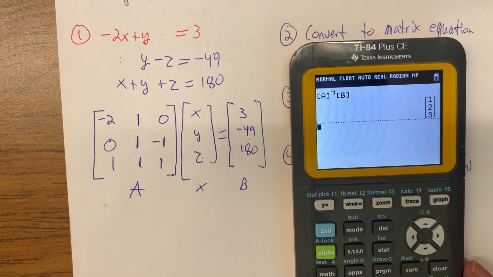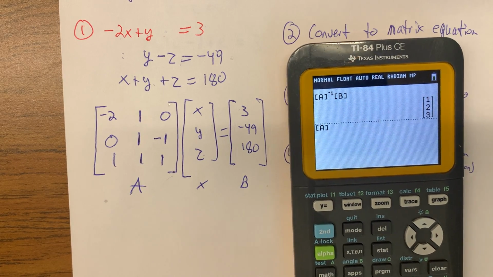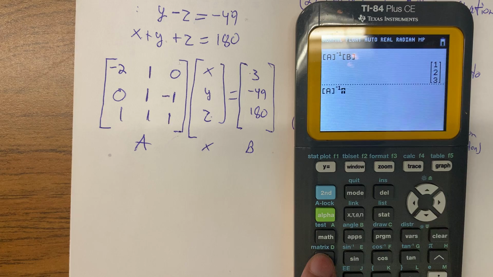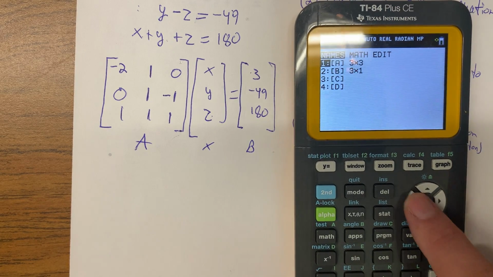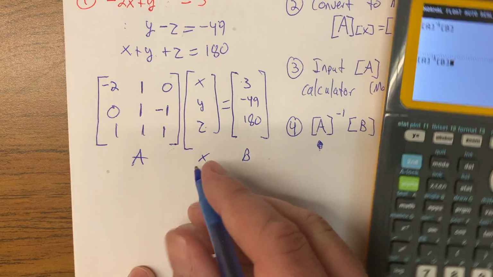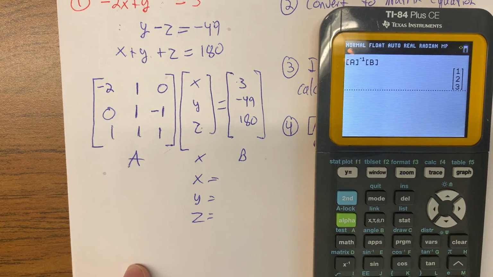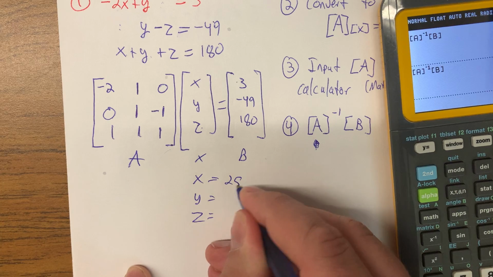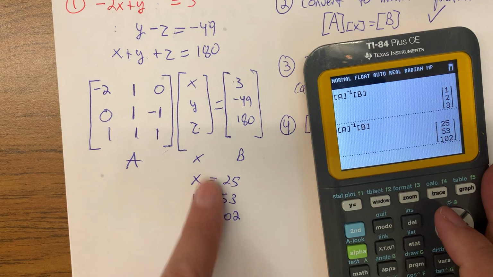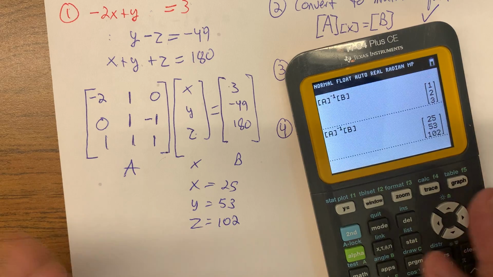We're going to quit back to the main page, and we're going to type in second matrix A, inverse, which is the matrix button without pressing second. And then we have to press second matrix B, B. And when I press enter, it will tell me the solutions for what X, Y, and Z are equal to. So X is equal to, Y is equal to, Z is equal to. We'll be able to see it right away. X is equal to 25, Y is equal to 53, Z is equal to 102. You know, if you didn't get these, you might want to go back and check earlier in the video where you messed up because you want to understand this, okay?